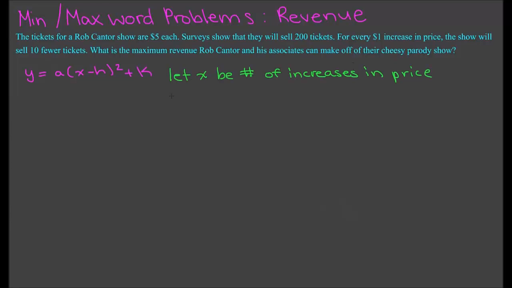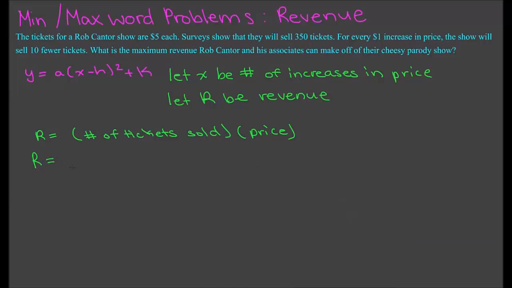Let x be the number of increases in price and let r equal revenue. R equals the number of tickets sold multiplied by price. So if we add our values, R equals bracket 350 minus 10x bracket multiplied by bracket 5 plus 1x bracket.